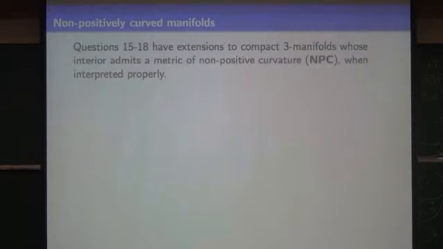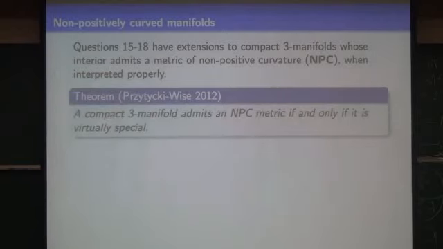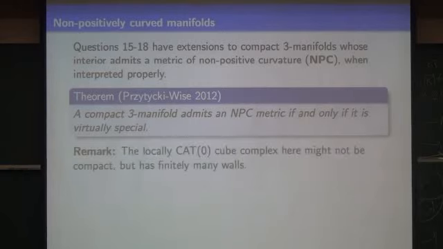So let's see. I wanted to mention in the last 5 minutes a few open problems. I wanted to mention the non-hyperbolic case. So questions 15 through 18 from Thurston's problem list also have extensions to non-positively curved manifolds. It's a recent theorem of Przytycki and Wise that a compact 3-manifold admits a non-positively curved metric if and only if it's virtually special. Now there's a caveat that it'll be special acting on a cube complex with finitely many hyperplanes, but it might be non-compact rather than compact like in the hyperbolic case. So it's virtually non-compact special potentially.